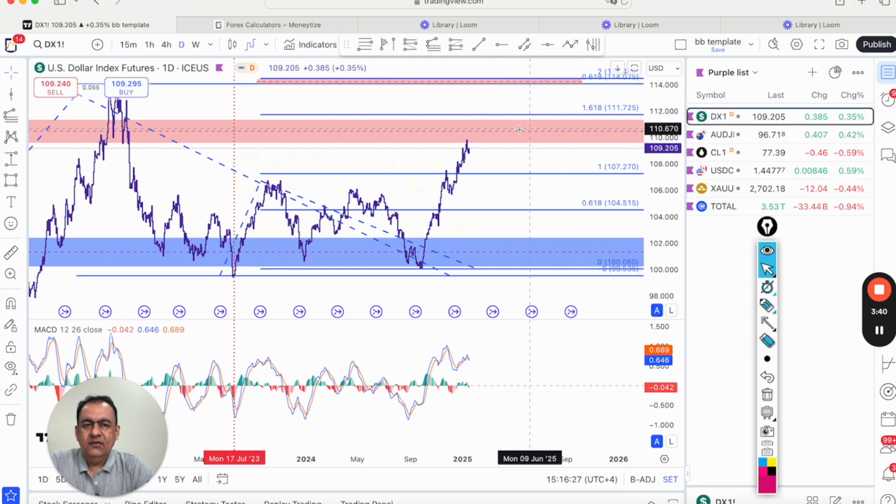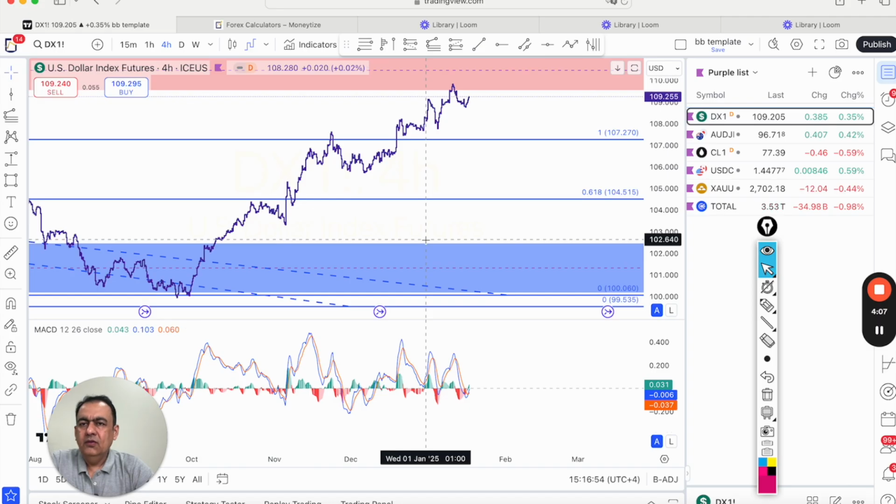So we have this zone as resistance, where we can see that dollar index has already entered into the resistance area. It has started forming bearish divergence, which means the bullish momentum is now weakening on daily. So we can expect some short-term pullback and then continuation to the next target. So on the basis of daily time frame, I'm expecting some weakness in dollar index.